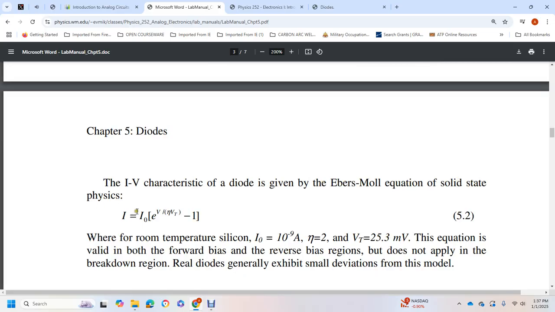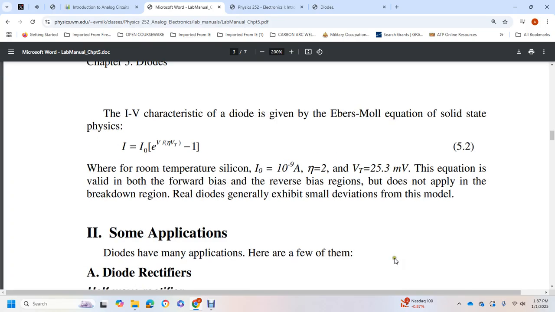From solid state physics, the current I equals I sub S times e to the V over n times V sub T, minus 1, where at room temperature for silicon, V sub T is about 26 millivolts. The equation is valid for both the forward and reverse bias regions, but does not apply in the breakdown region. Real diodes generally exhibit a small deviation from this model.